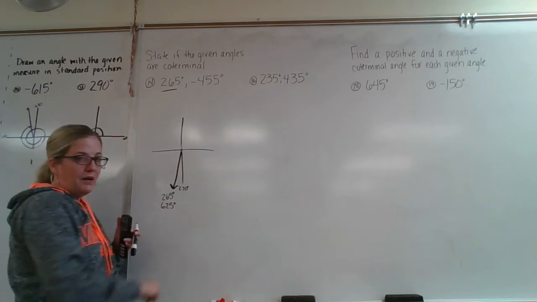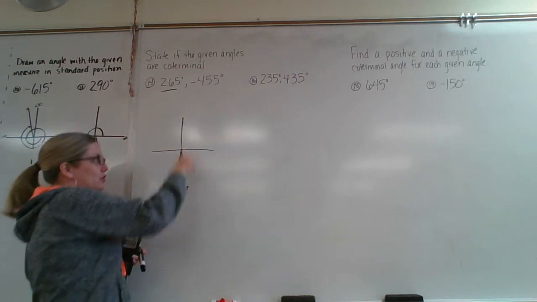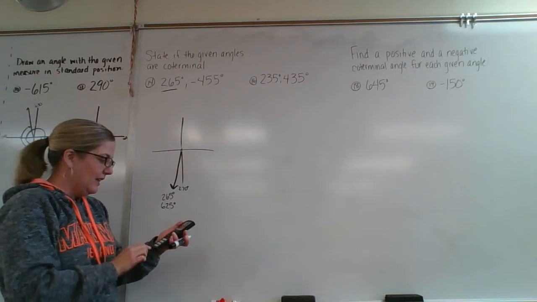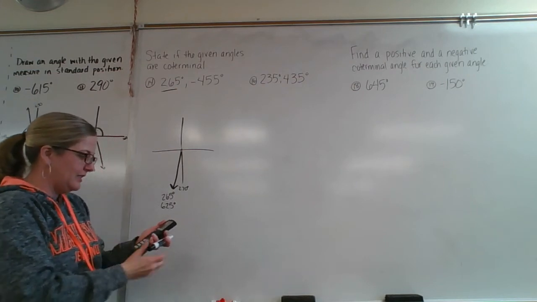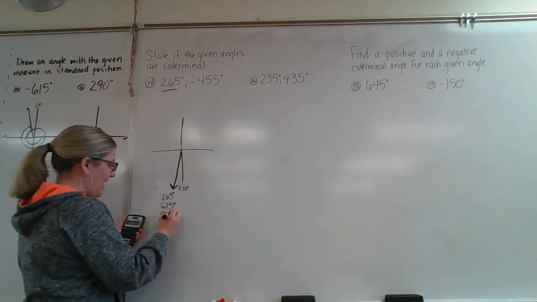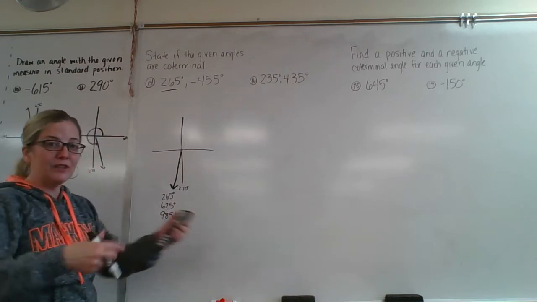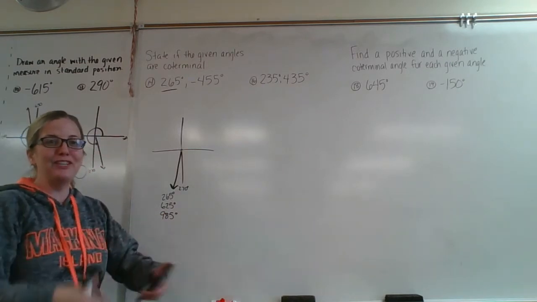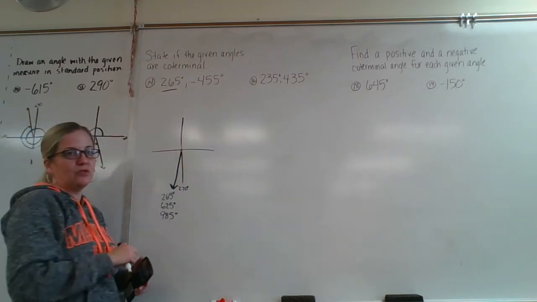Is there only one possibility? No. What if I had gone around 2 times instead of just once? Let's see what that would be. Add another 360, 985 degrees. I can keep doing this forever and ever, you guys. Keep adding 360. It just means I rotated an extra time.